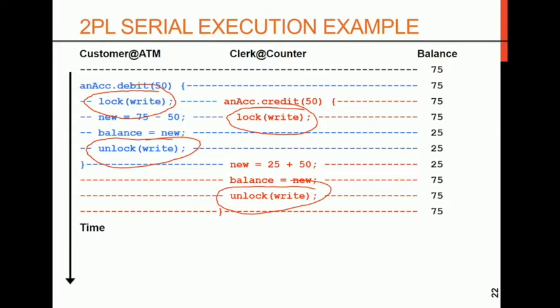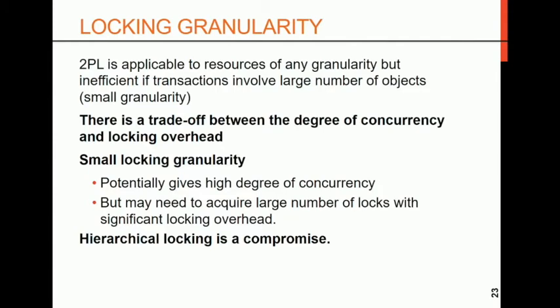So something comes into account called lock granularity. And the idea is that two-phase locking is applicable to resources of any granularity, but it's inefficient if transactions involve a large number of locks or objects that you're trying to lock. Okay, so let's say you've got a database and you want to access, as part of your transaction, 1,000 files within a folder. Then there are two ways you can do that. You can either lock the folder, okay, which would give you access to the entire folder, and you can change it and modify it. But you're locking everything within that folder.